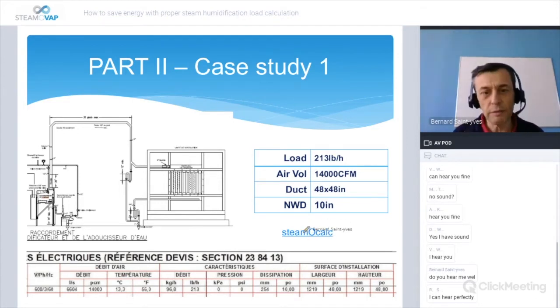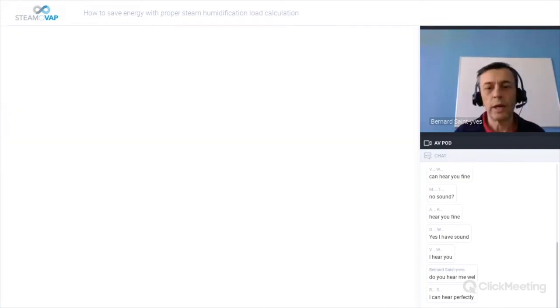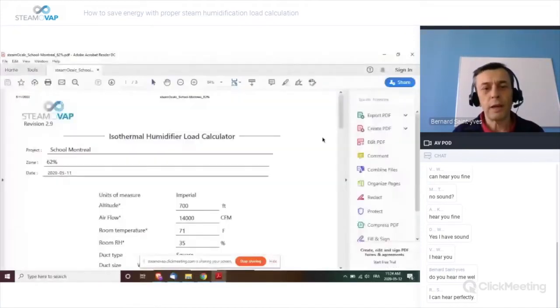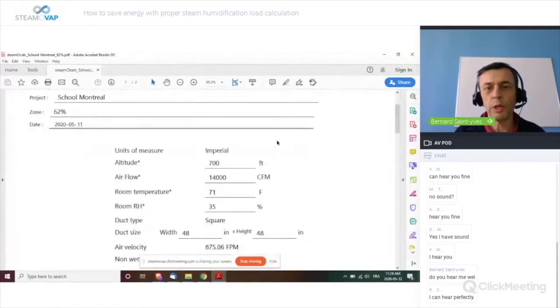I did it already. I have a little link to the SteamoCalc, but everybody knows SteamoCalc. I already entered this information into SteamoCalc and got the information. I will go there and look at this with you. We entered the values into SteamoCalc, and we got this. So we have 14,000 CFM here.